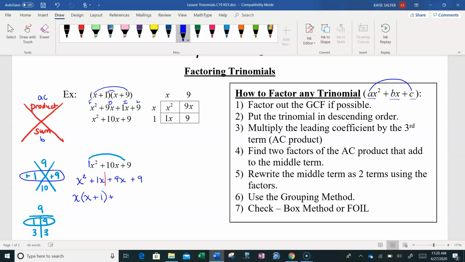What does 9x and positive 9 have in common? Oh, it has 9. So what is going to be left when we factor 9 out of these two terms? We divide both of these terms by 9. That would give us x plus 1. We check and make sure our common group is exactly the same, and it is. So we put the two GCFs in a group, x plus 9, and then we put our common group beside it, x plus 1. And the cool part about doing this is you can always check to make sure that you factored this correctly by using the box method or FOIL.